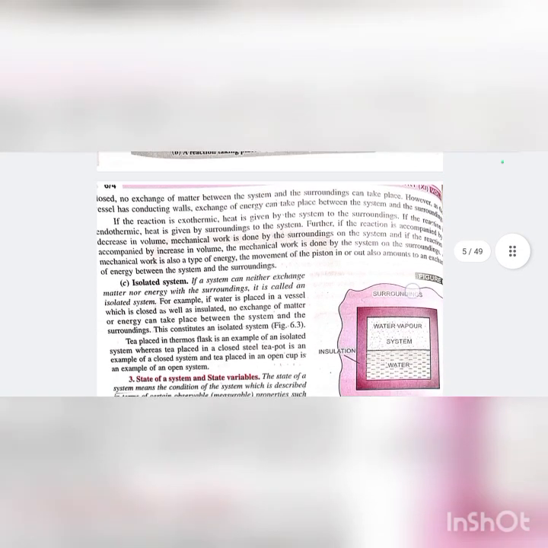Second is a closed system. If a system can exchange only energy with the surrounding but not matter, it is called a closed system. For example, if some water is placed in a closed metallic vessel or if the reaction is allowed to take place in a cylinder enclosed by a piston. As the vessel is closed, no exchange of matter between the system and surrounding takes place. However, if the vessel has conducting walls, exchange of energy can take place between the system and the surrounding.